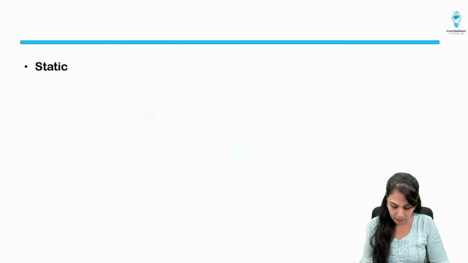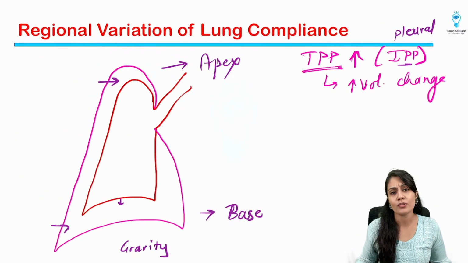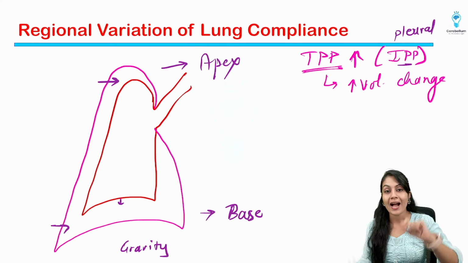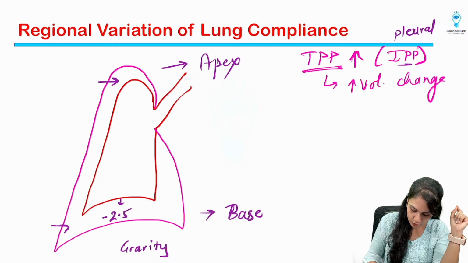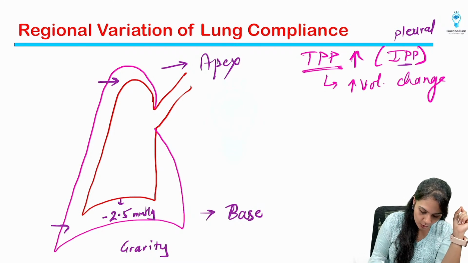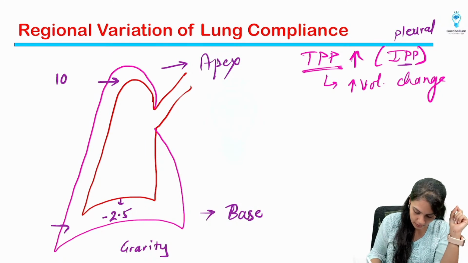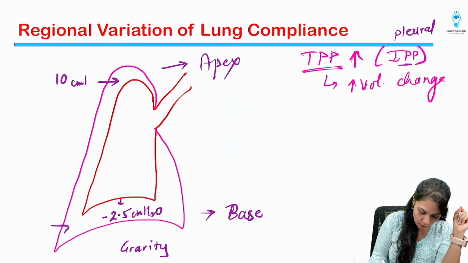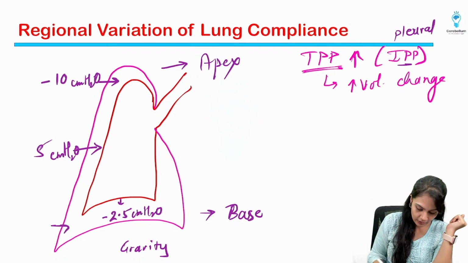I had the diagram, but I think they have not incorporated it in this. But remember what is going to happen over here: at the base we are going to have less negative pressure. How much less negative pressure? Let's discuss that. Over here it is going to have around minus 2.5 mmHg, and over here around minus 10. Let's write in centimeters of water, it is going to be much easier. Centimeters of water, right? And in between it is going to have values like this, okay?